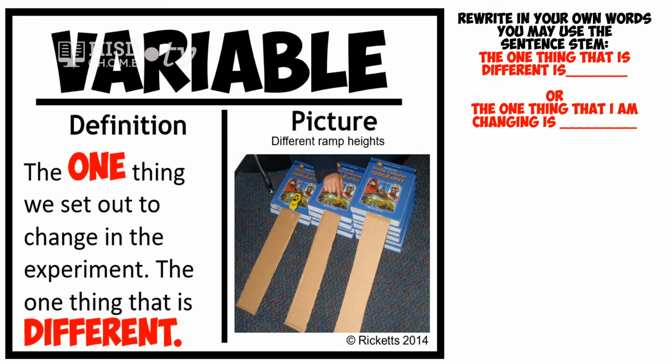Here in this picture, I'm looking at ramps. And I see all of them are cardboard. All of them are made of the same material. But I see the first ramp has 2 books. The second ramp has 4 books. And the last ramp has 6 books. Everything else is the same. So the one thing that's different, the one thing that I'm changing is the height of the ramp. That's my variable.